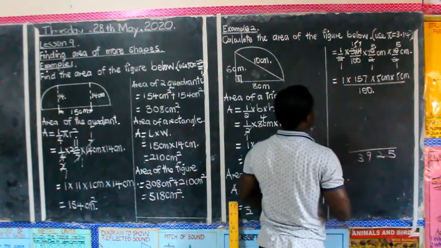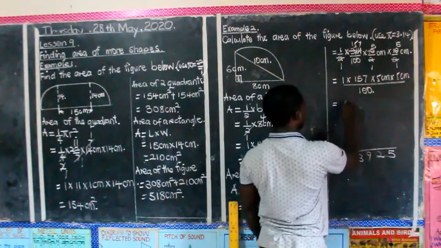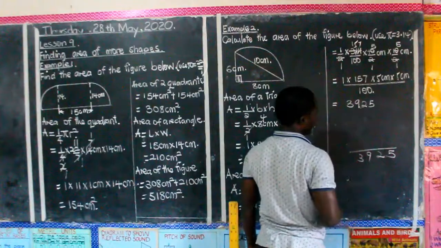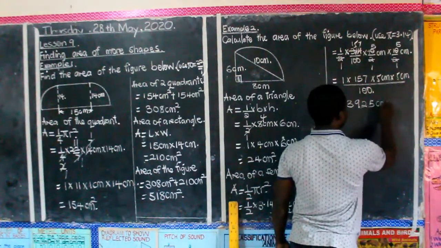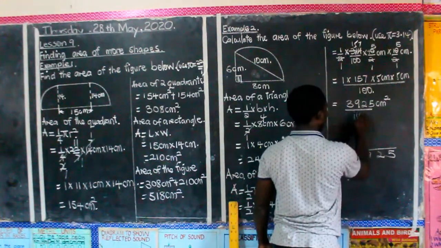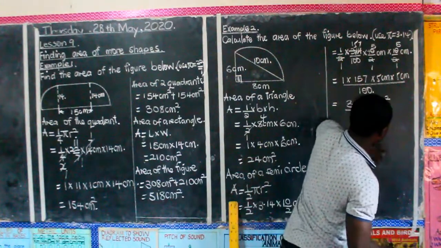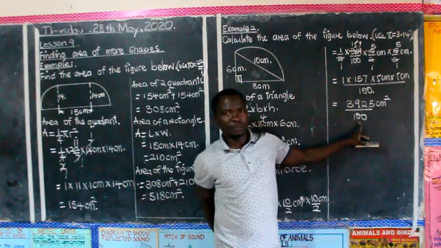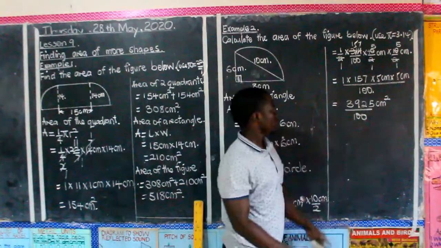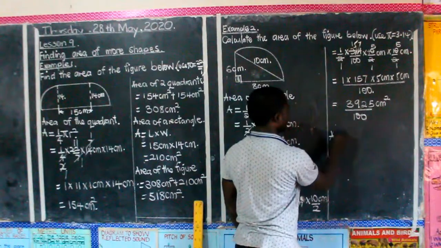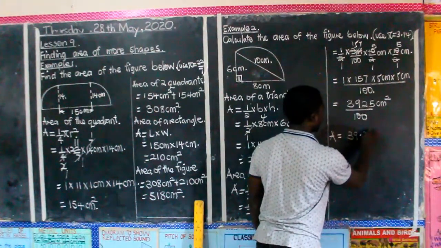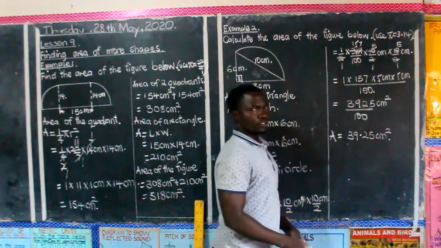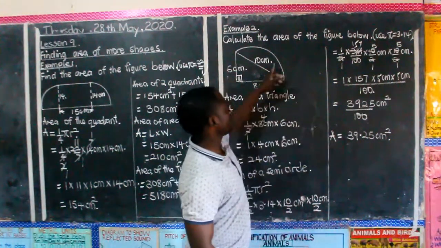So, the area of the semicircle is 3,925 square centimeters out of 100. Here we say the number of the zeros in the denominator determines the number of decimal places you are going to have. So here the area of our semicircle is 39.25 square centimeters. So this is the area of this semicircle.